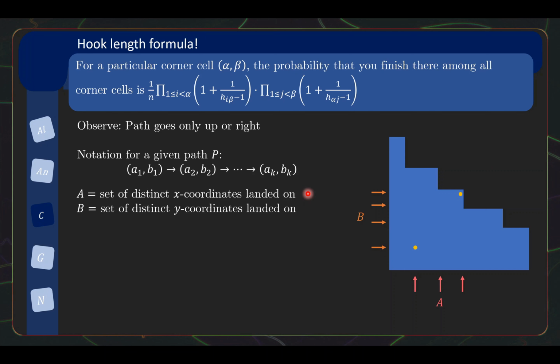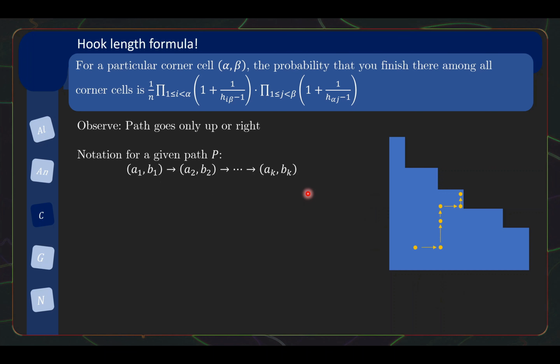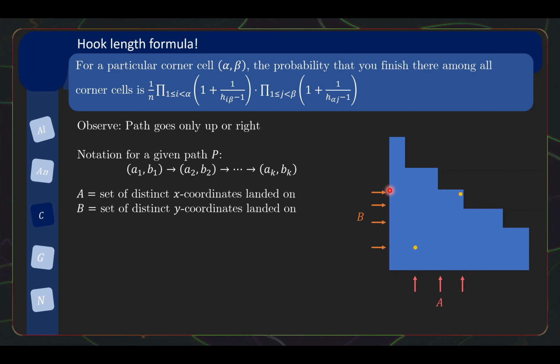So just now you saw that your path is over here. So your A is this x coordinate, this x coordinate, and this x coordinate, and your B is this y coordinate, this y coordinate, this y coordinate, and this y coordinate. So that is the definition of A and B. So for a given path, you can construct an A and a B.